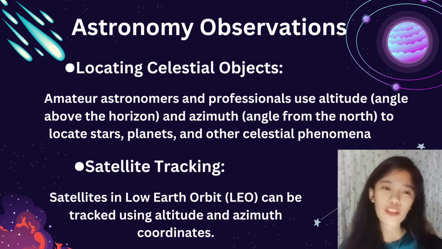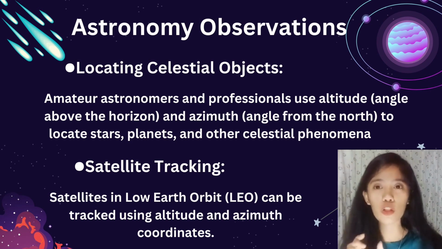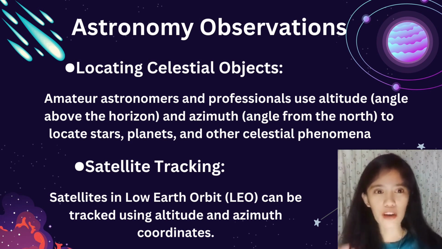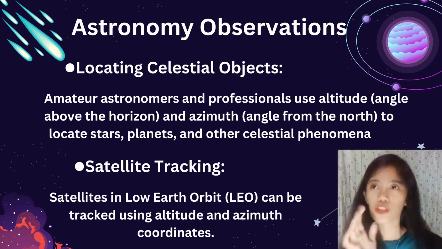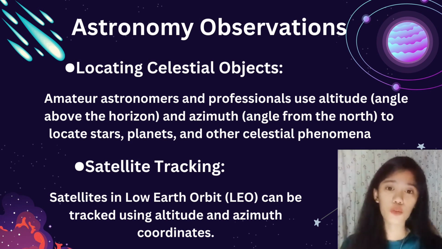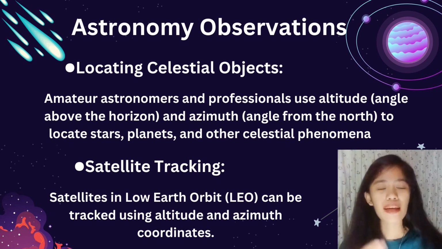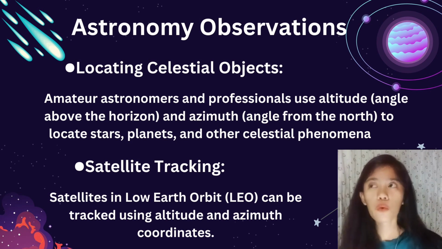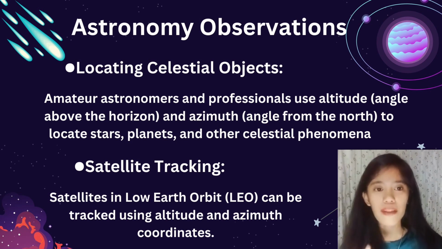So, the altitude and azimuth system provides a local coordinate framework, meaning the coordinates are specific to the observer's location and time. As the Earth rotates, because the Earth usually rotates, right? As the Earth rotates, the apparent positions of celestial objects change too, meaning the celestial objects' altitude and azimuth will change throughout the night or over the course of the year.